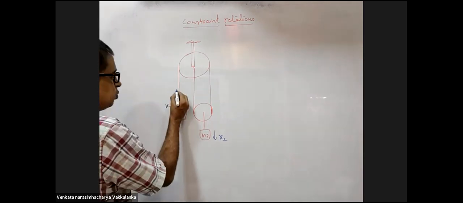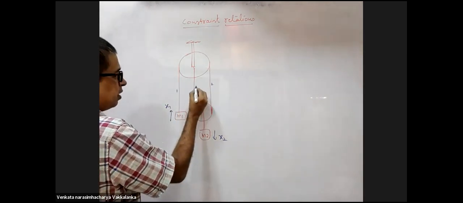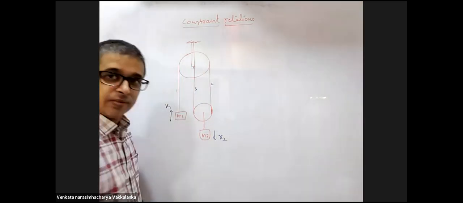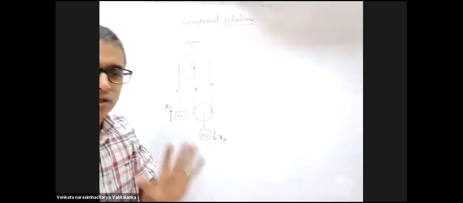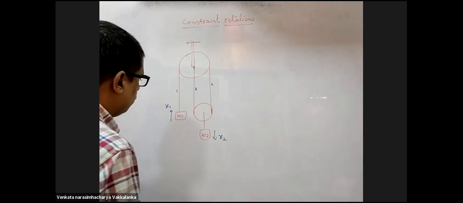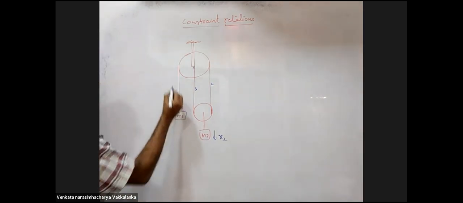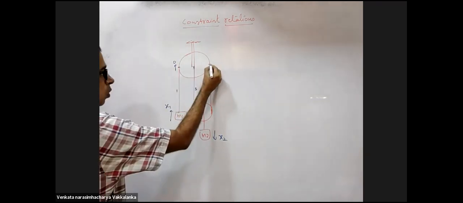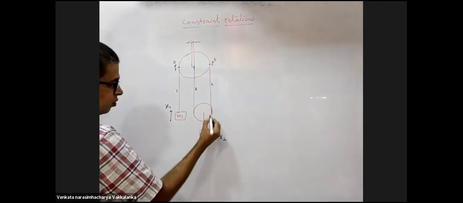Now, how many segments do I have? Segment 1, segment 2, segment 3. This end is fixed. First of all, are you able to see all the 3 segments? Yes, sir. Now, this end of the segment is moving by a distance of x1. This end is moving by 0. This end is moving by 0.